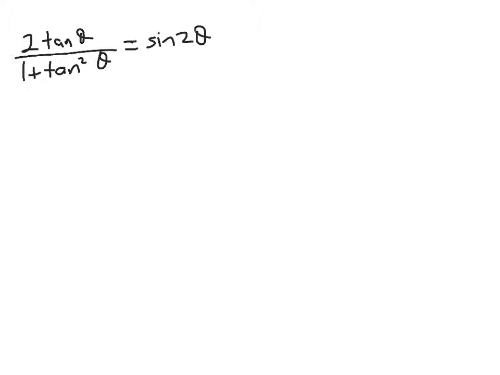Right, so question one is to prove that 2 tan theta over 1 plus tan squared theta is equal to sine of 2 theta. So with this one, we're going to start on the left-hand side, and we're just going to plug in what we know about tan theta, and we're going to hopefully end up over here with sine 2 theta, remembering that sine 2 theta is just 2 sine theta cos theta. So starting on the left-hand side, this is what I'm going to get.